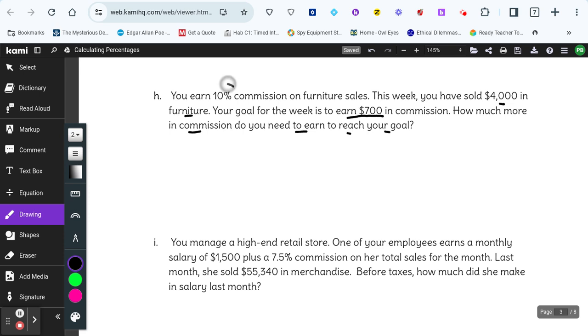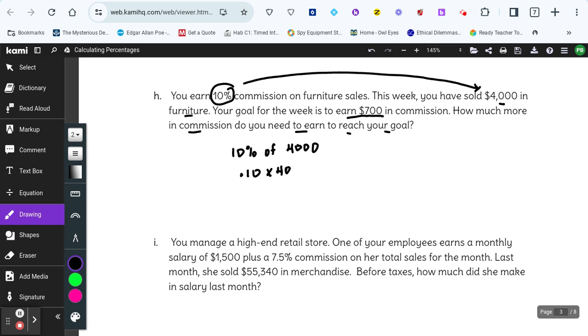So let's see how much commission we've earned so far just selling $4,000. So let's figure out what is 10% of $4,000. Okay, so we're going to do 0.10 times 4,000. It means you figure out what 10 cents is 4,000 times. I'm just going to punch in 0.1 times 4,000. I don't need that zero, but you can keep it if you want to. So 0.1 times 4,000 is $400. So right now, you've only earned $400 in commission.